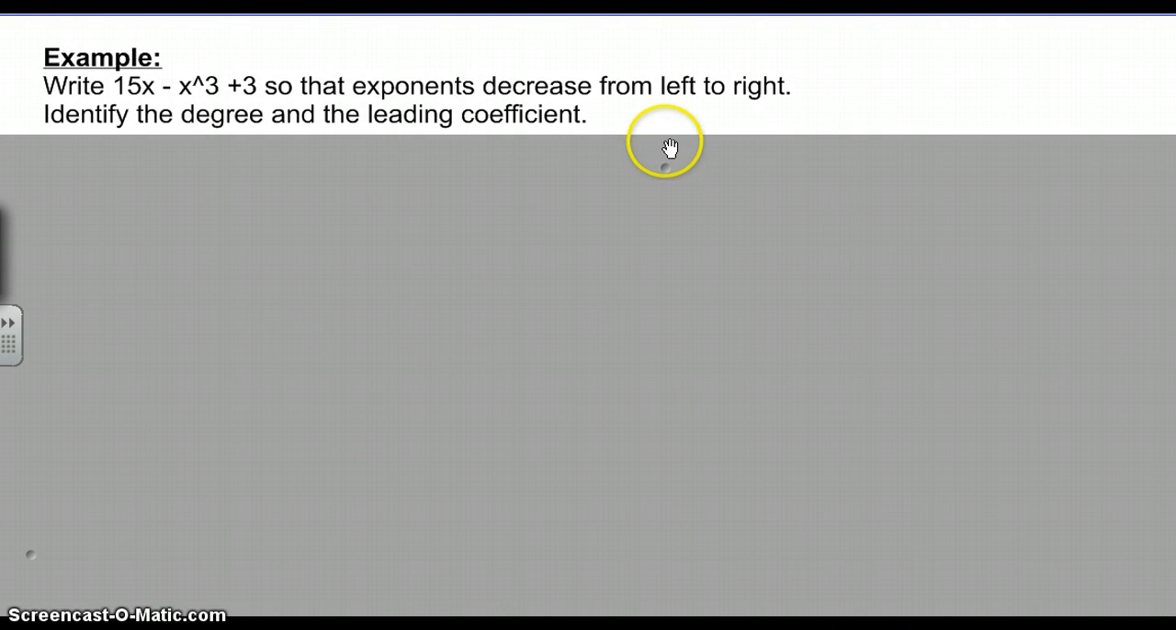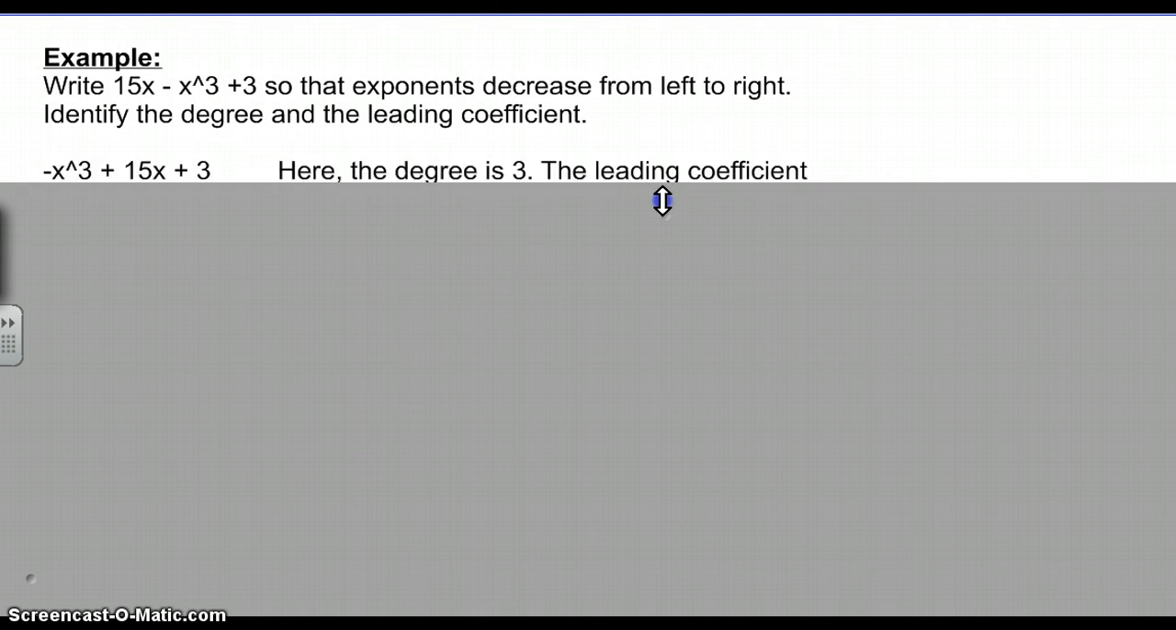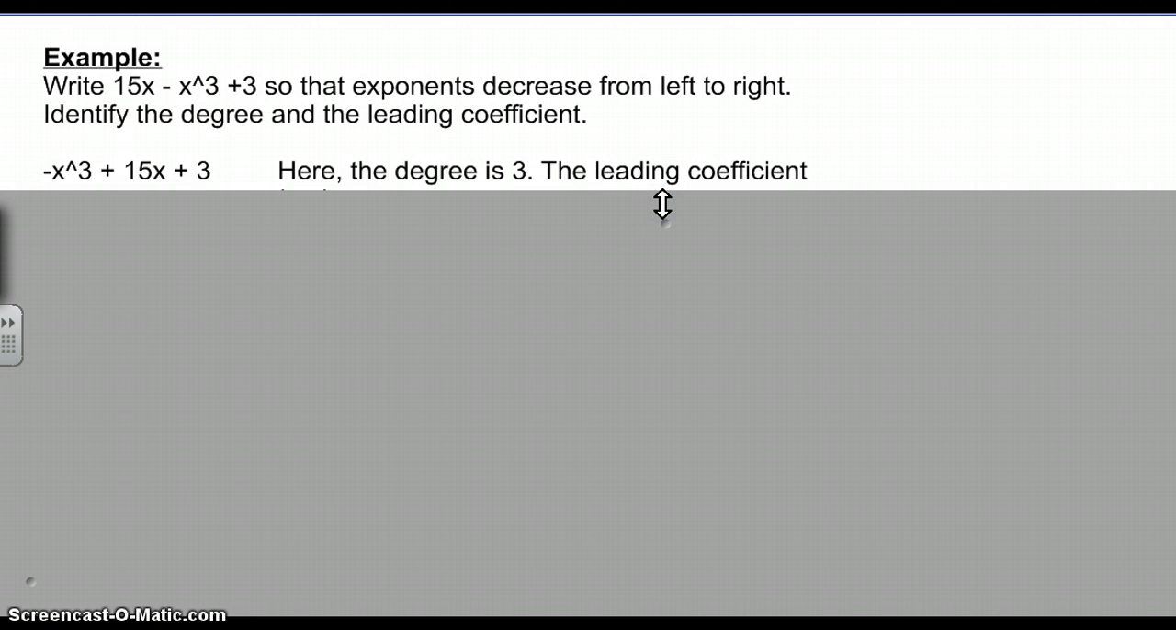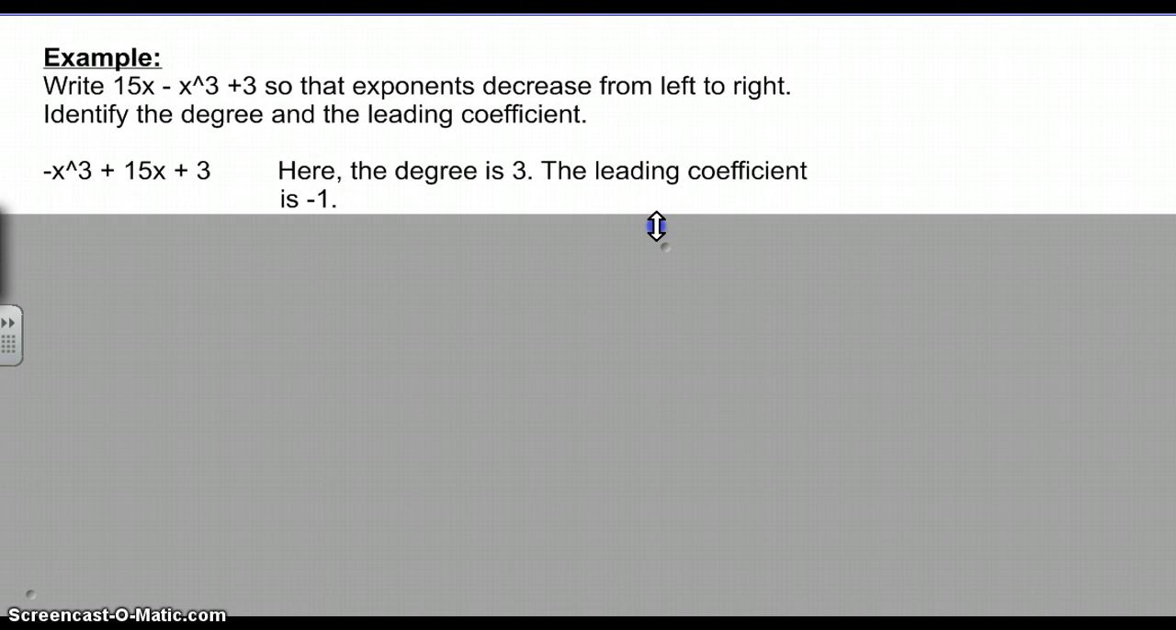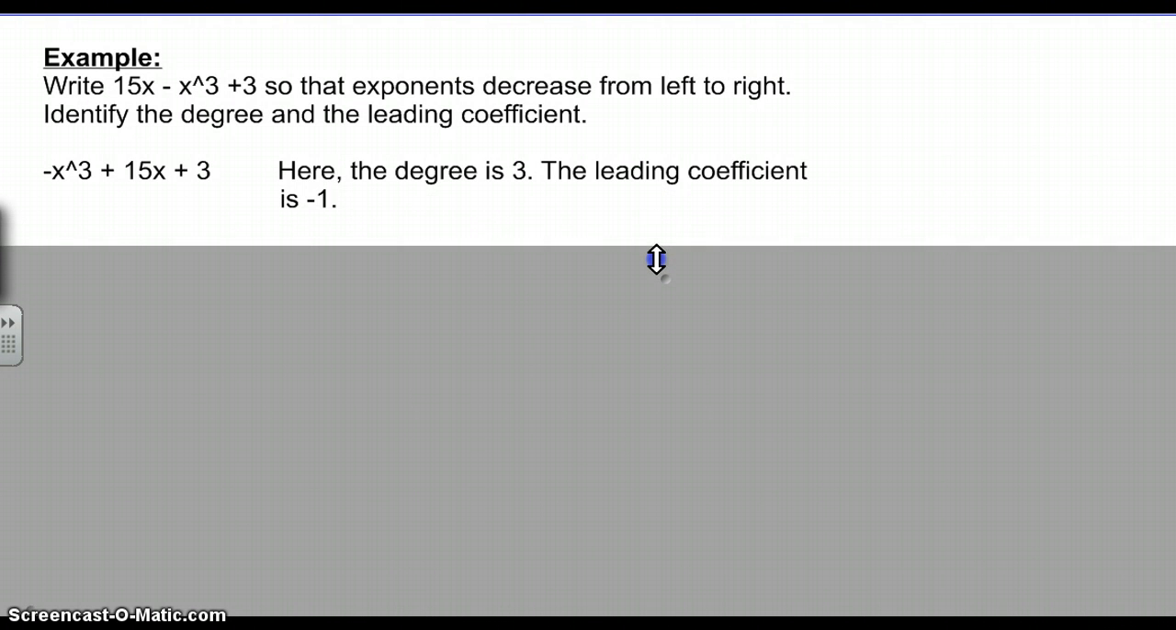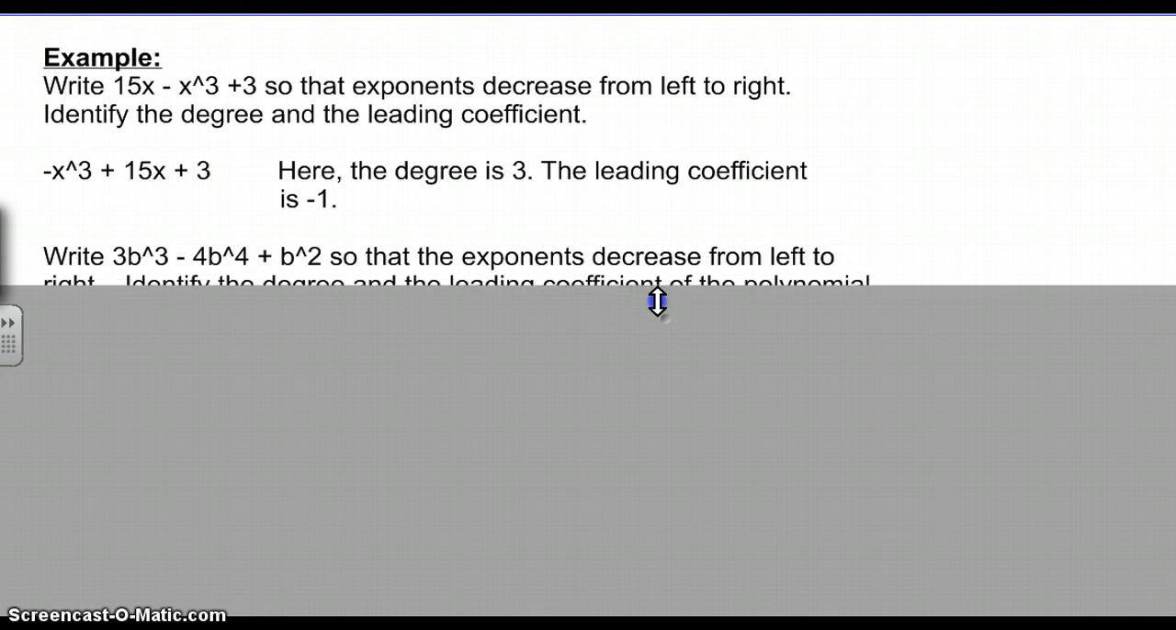All right, so let's take a look here. I'm going to slide this down. In this case, you have an x to the third term. That has to go first because that's the highest exponent. So it's negative x to the third plus 15x. You don't have a squared term, so the 15x goes next, plus 3. So the degree is 3. That's the highest exponent. The leading coefficient is the coefficient of the first term, so that's negative 1.